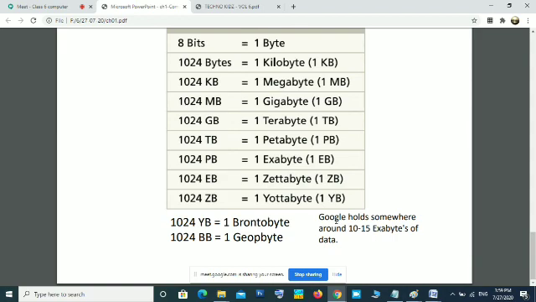Now you can see Google holds somewhere around 10 to 15 exabytes of data. 1024 exabytes is 1 zettabyte. Imagine, now only 15 exabytes is used by Google's server, the biggest server and computer storage in the world. That company is also using only this much storage. Now you can imagine the size of the other measuring units. After zettabyte, brontobyte and geobyte are there, but that is not in your textbook.